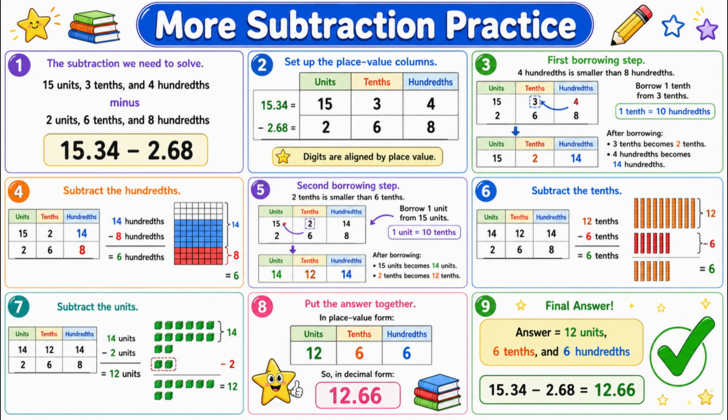Now subtract. 14 hundredths minus 8 hundredths equals 6 hundredths. 12 tenths minus 6 tenths equals 6 tenths. 14 units minus 2 units equals 12 units. So the answer is 12 units, 6 tenths, and 6 hundredths.